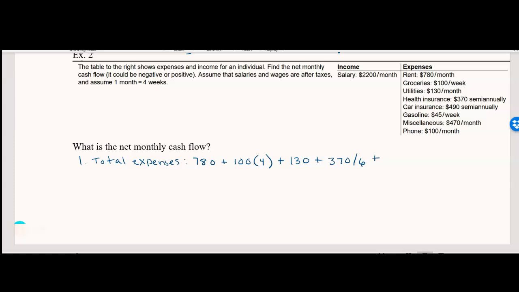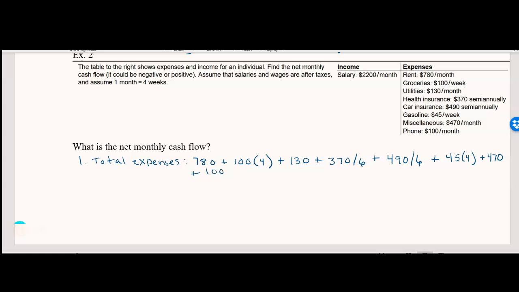Then we have car insurance semi-annually. So again, divide by 6 because it's every 6 months. Next, we have gasoline. That's $45 per week. So that's going to be 45 times 4. Miscellaneous is $470. And I ran out of room. And then I'll put the phone down here.